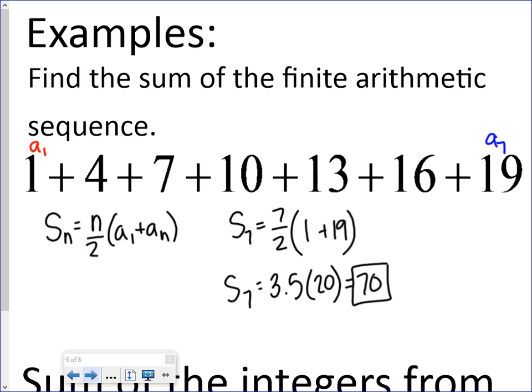Now, certainly on this particular problem, you could take your calculator and actually add up those numbers. But you could imagine if you want to add more than 7 terms, that would start to get a little bit tedious, and so this is a great way to avoid doing that. Okay, so a pattern that works for us.